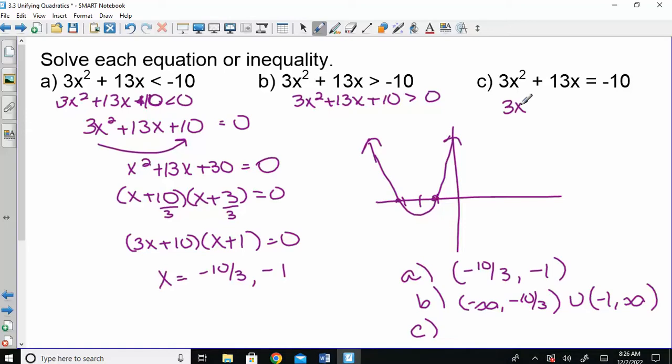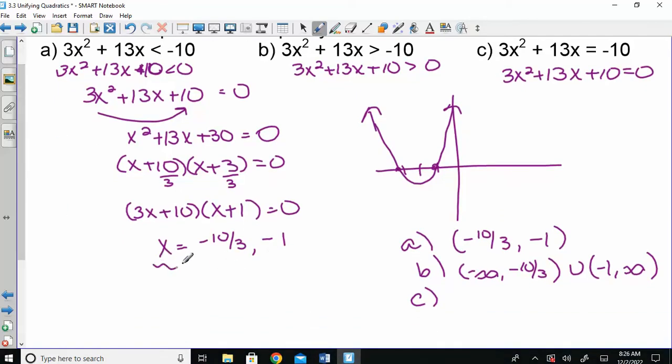Part C is asking when it equals 0. What does the equal mean? Where it gets to that. The equal to, we already solved. It's just the x-intercepts or the zeros, the solutions. So that's the -10/3 and the -1. You have to switch to equal to.